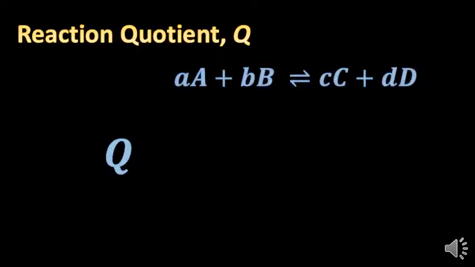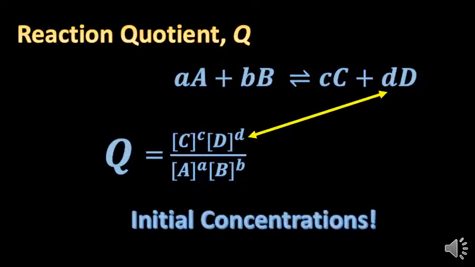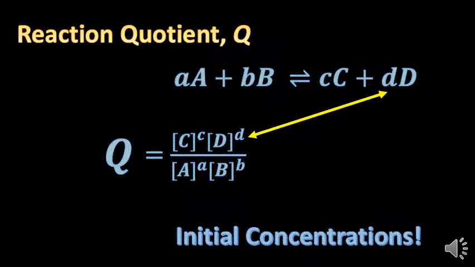Now we get the Q value. Now the good news with the big Q is it works just like the big K. Oh look, I got products over reactants this time. And yes, we still get to use the coefficients. But in this case, the difference is initial concentrations.